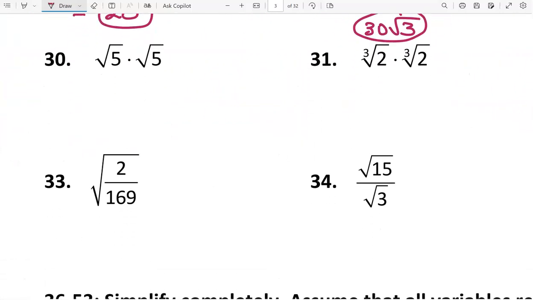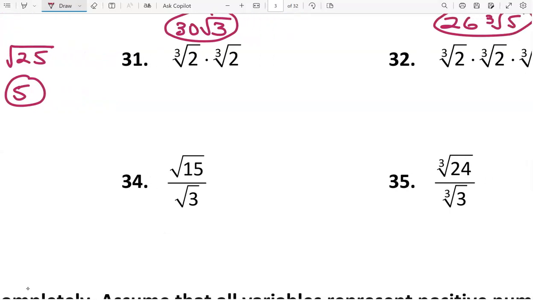In 30, square root of 5 times the square root of 5, we can use the product rule to re-express this as the square root of 25, and that's 5. The cube root of 2 times the cube root of 2 is the cube root of 4, and remember, we're not finding a square root, so the cube root of 4 doesn't actually simplify. That's as far as that's going to go.